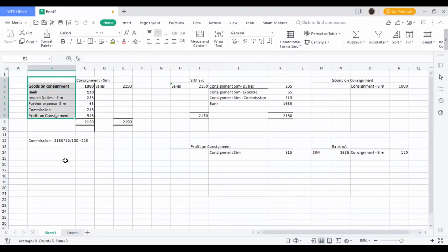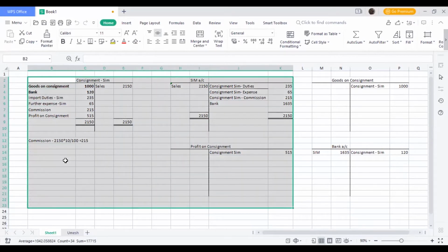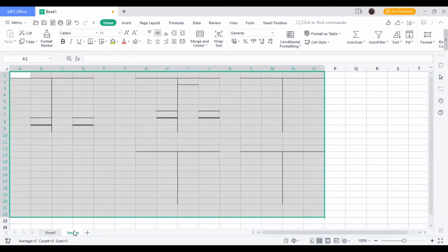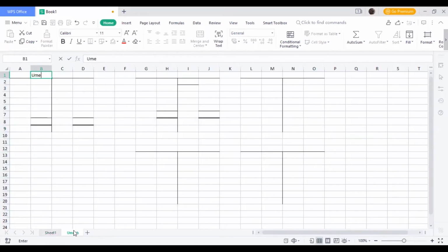I'm going to copy this down, the same way I'm going to do these 5 accounts. You need to remember this is a part of the sum. I'll write Umesh account, Umesh consignment account, sorry. Okay, now we are done with Umesh consignment account.